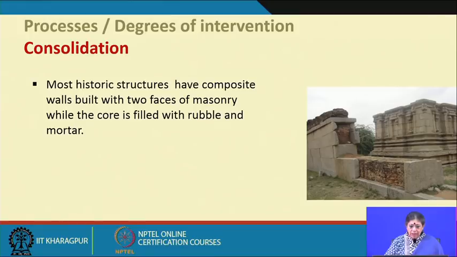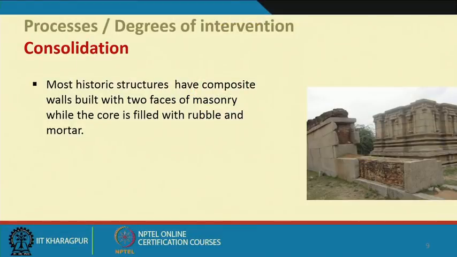Why? Because most of the historic structures have composite walls built of two faces of masonry, that is, what we see outside is generally external treatment, and inside the core is filled with rubble and mortar. As you can see, this is the ruins from Hampi, which has undergone some treatment.